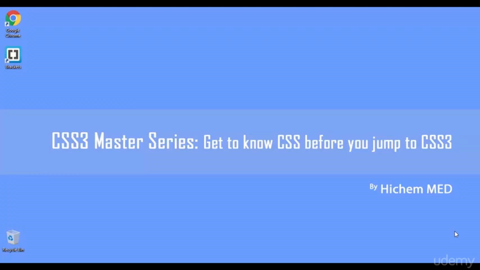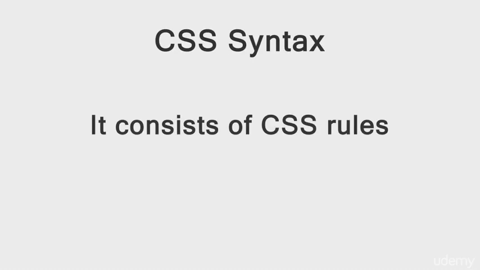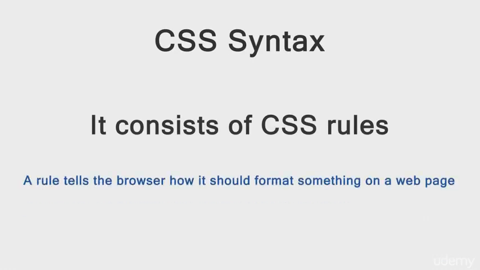Just like any language, CSS has its own vocabulary, punctuation, and grammar, and that's what we call CSS syntax. So CSS syntax is pretty simple. It consists of CSS rules. A rule tells the browser how it should format something on a web page.